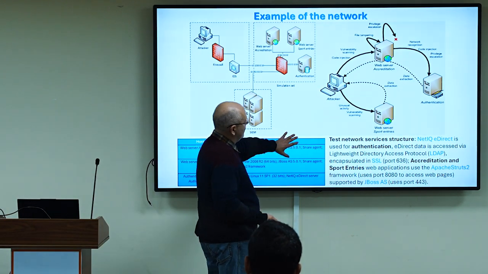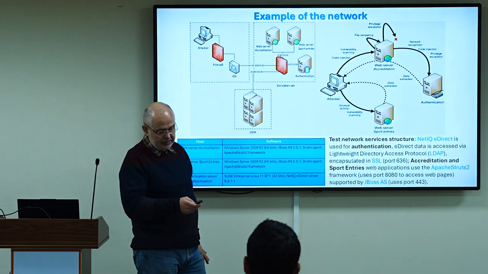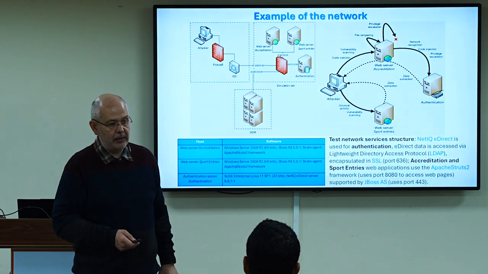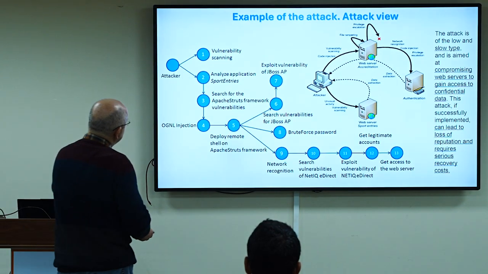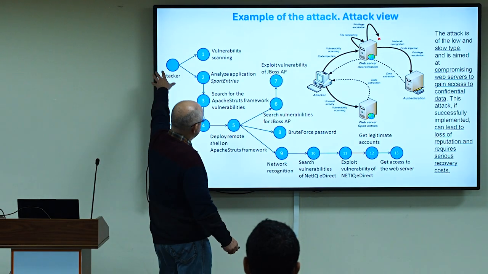This, as I told you, is for the Olympic Games in Beijing. This is a real fragment of the infrastructure, and this is an example of one of the attacks. So this is an attack graph.